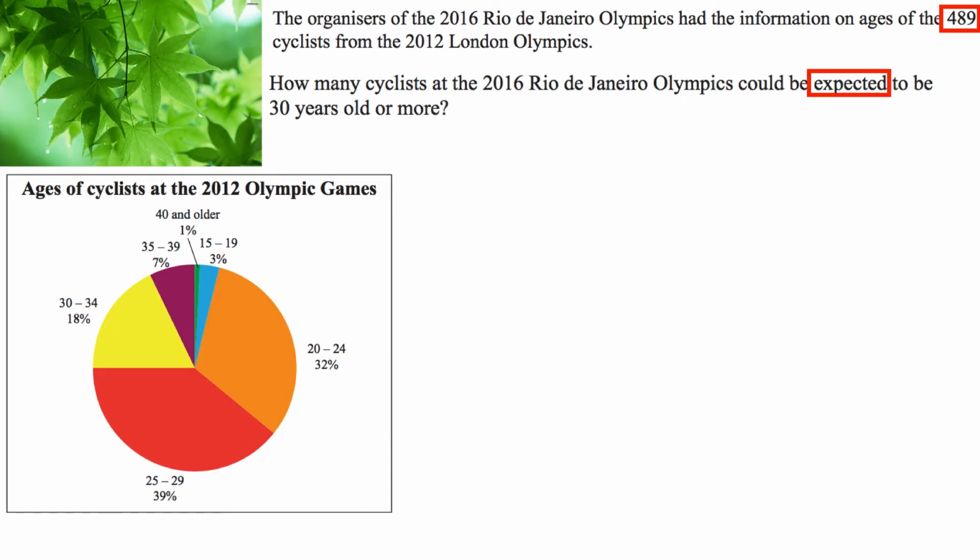Now, as soon as you see this word "expected", I want you to go straight to thinking about this formula, E equals N times P. You're not given this on a formula sheet. This is something you just need to learn. So as soon as you see anything with expected, this is the formula.